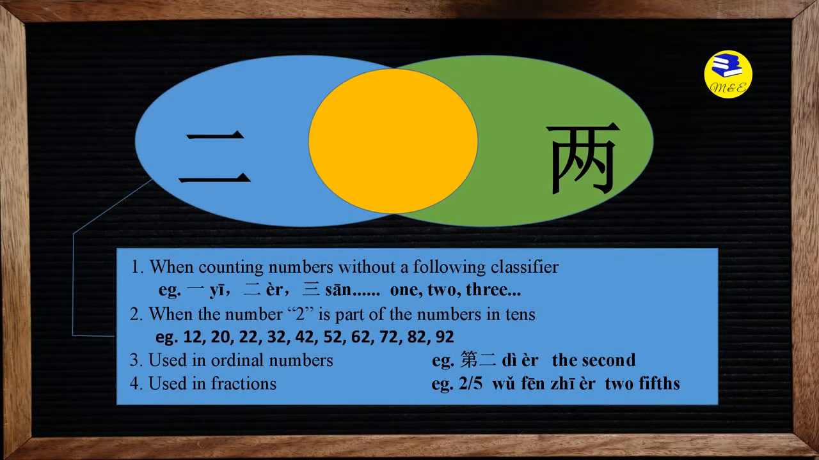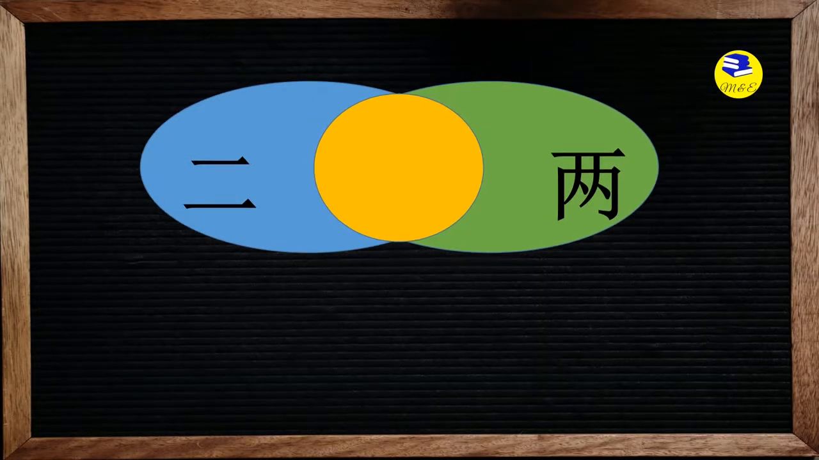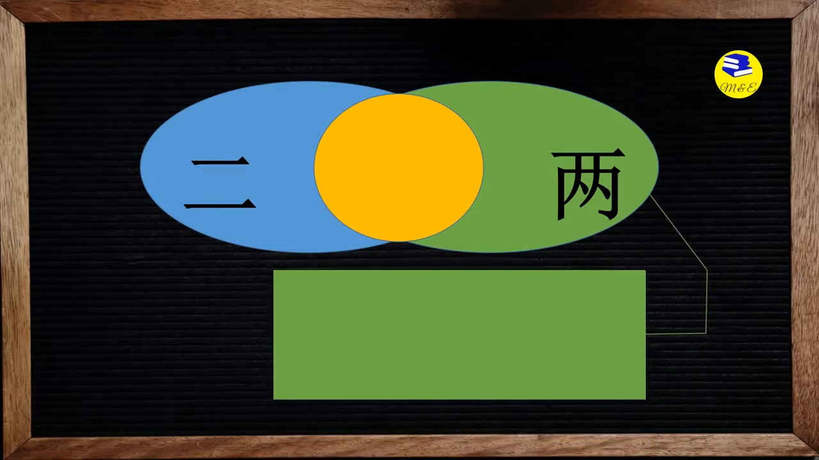But also, there is a situation that we can use 二 or 两 as you like. Okay, now let's see when we should use 两.